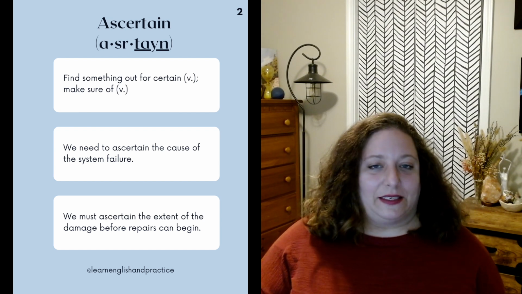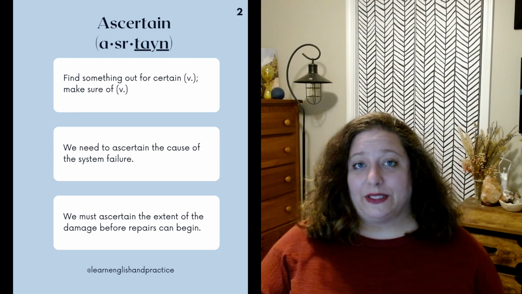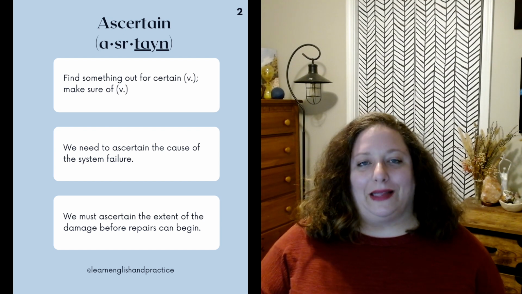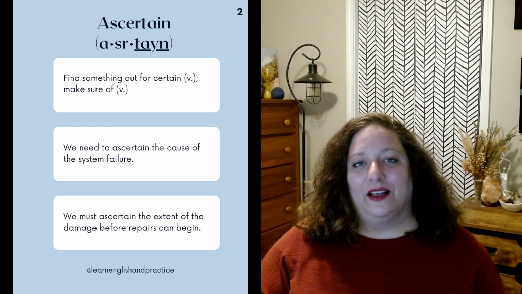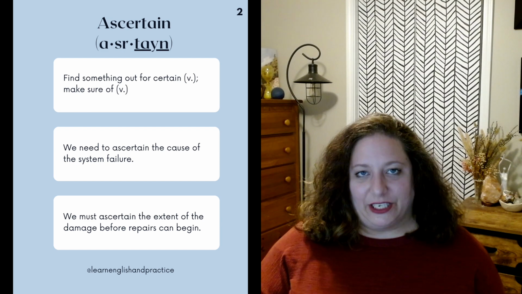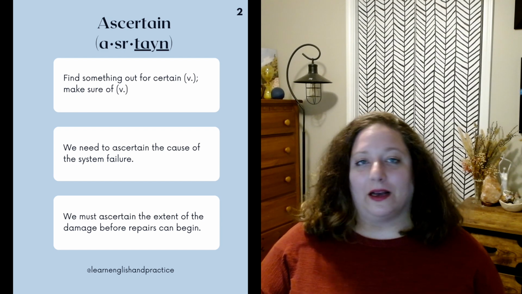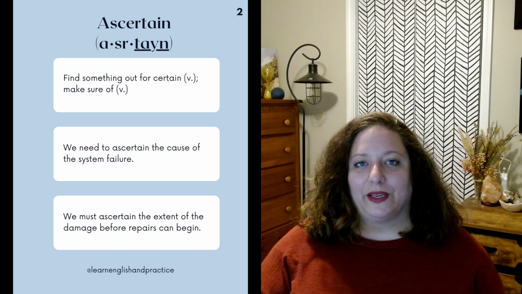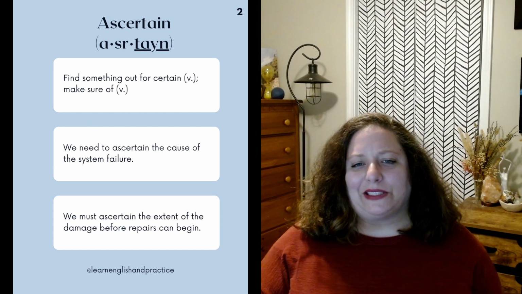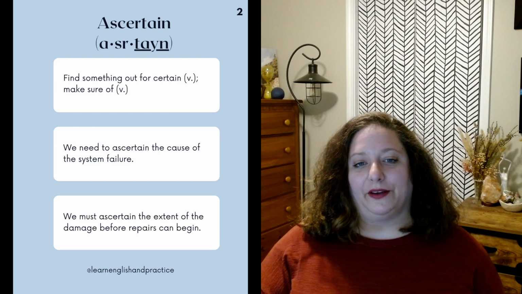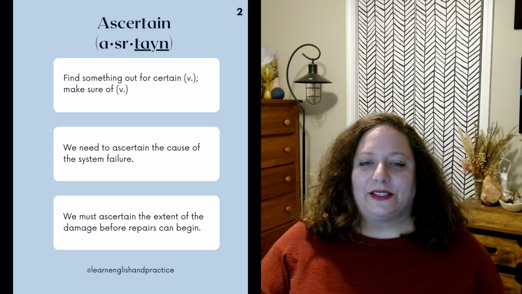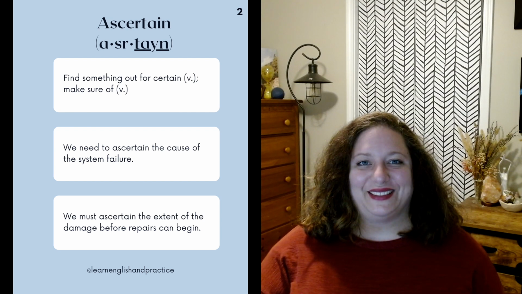All right, as I suspected. Turns out it wasn't. It was something different. But I'm glad that I ascertained the probable source of the issue prior to spending a lot of money on repairs. Examples are: we need to ascertain the cause of the system failure. We must ascertain the extent of the damage before the repairs can begin.